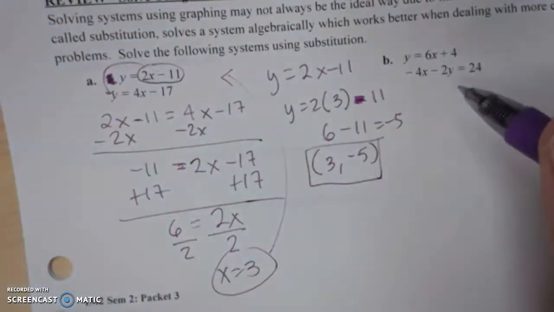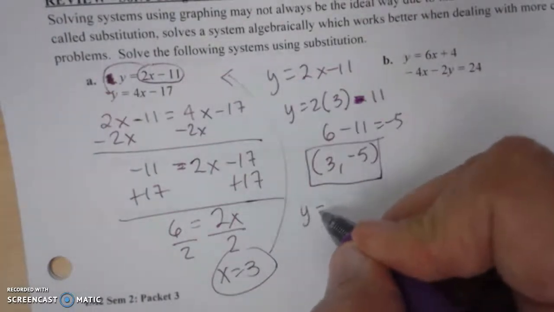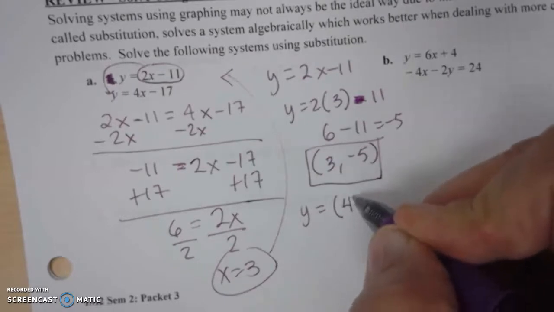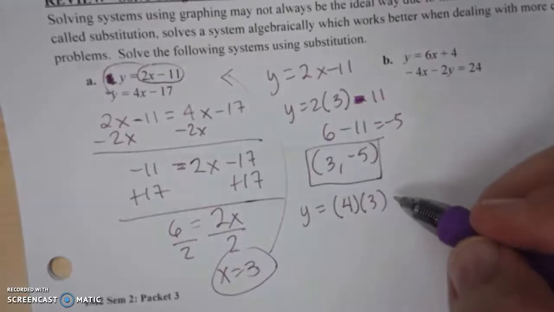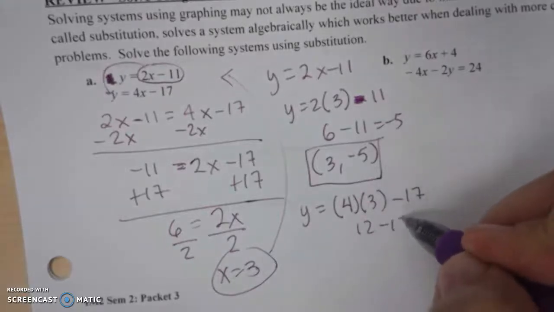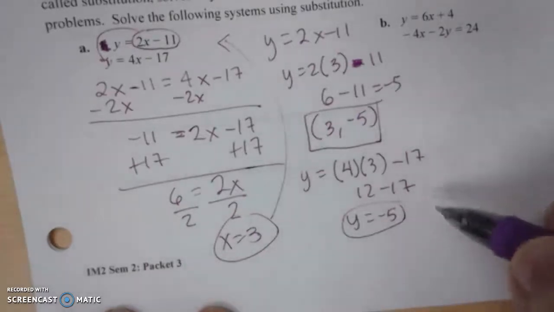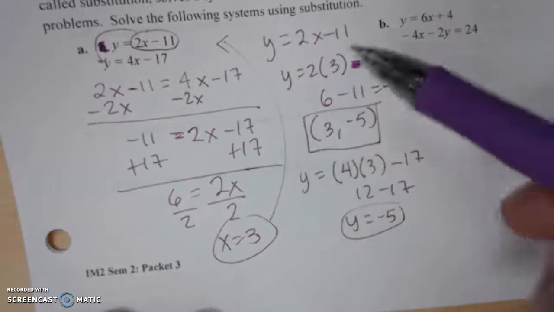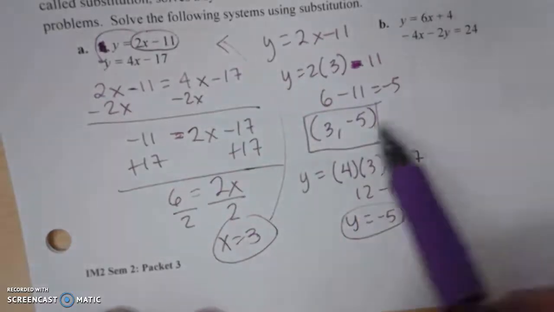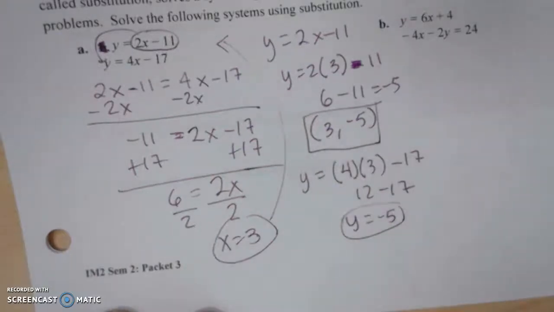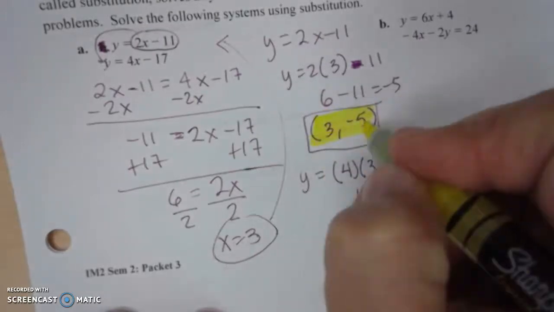Some of you might be thinking, well, how did you know to plug it in the top one or the bottom one? It doesn't really matter. Notice I could have plugged in 4 times 3 minus 17, because x is 3, and I'd get 12 minus 17, which is also negative 5. So it doesn't matter which equation you plug it into. I just happened to pick what I felt was the easiest of the two equations. But our goal is to find the coordinate point where the two lines cross. So this is our final answer right here.